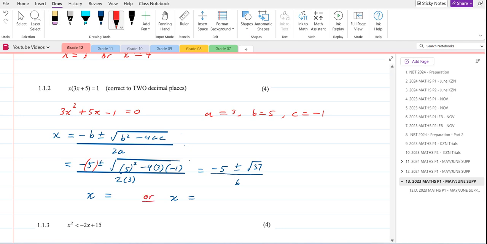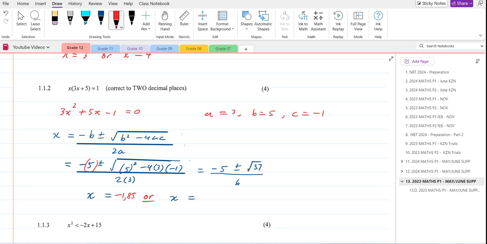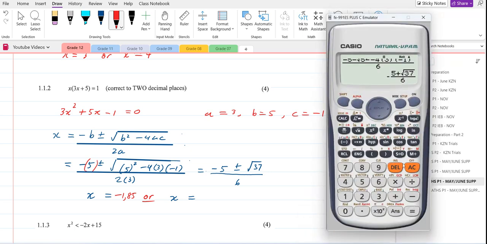So x equals, in terms of decimal value, let me enter this whole thing: minus 5 minus the square root of 5 squared minus 4, a is 3 and c is negative 1, all over 2 times 3, which is just 6. Press SD, and we're getting negative 1,85. For the second answer, put a plus here, and we are getting 0,18.